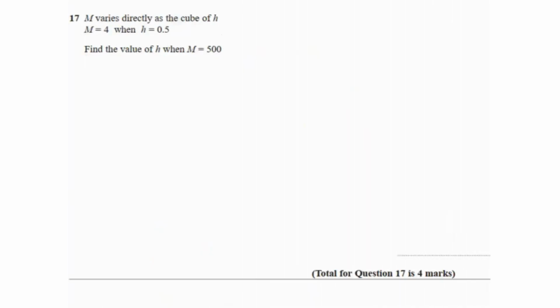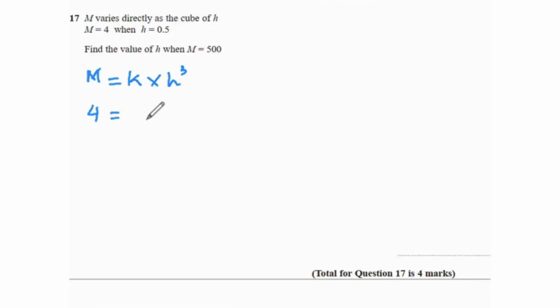This one says m varies directly as the cube of h. m equals 4 when h equals 0.5. Find the value of h when m is equal to 500. So that's directly proportional. So m equals k times cube of h. So h cube.